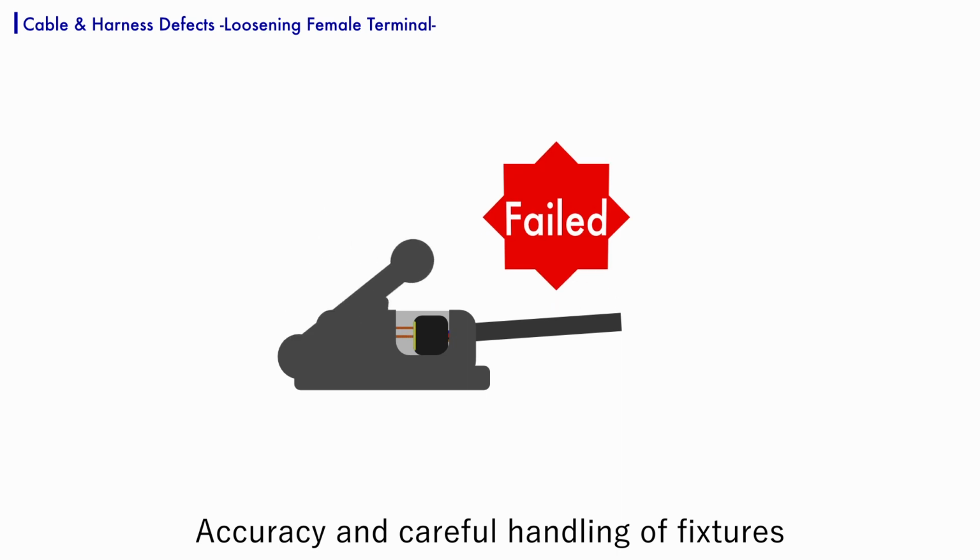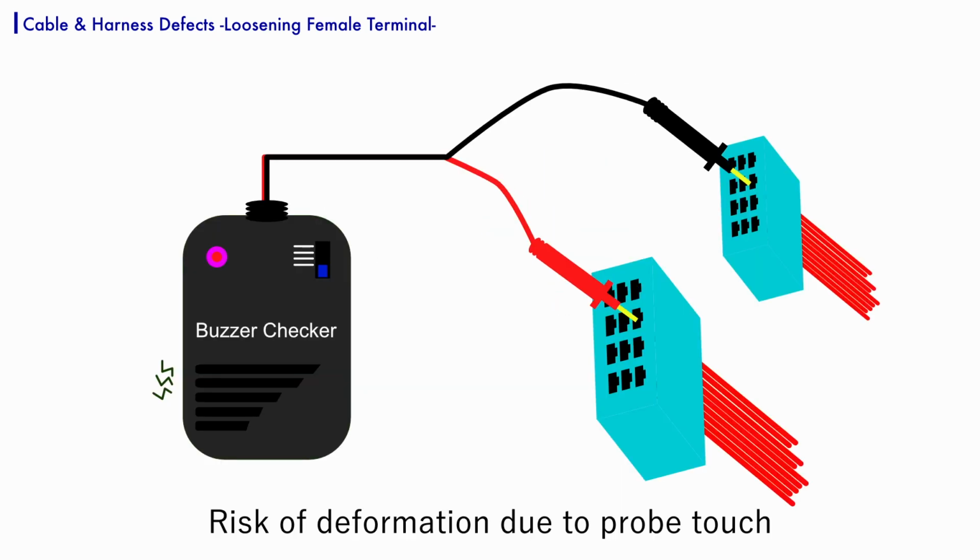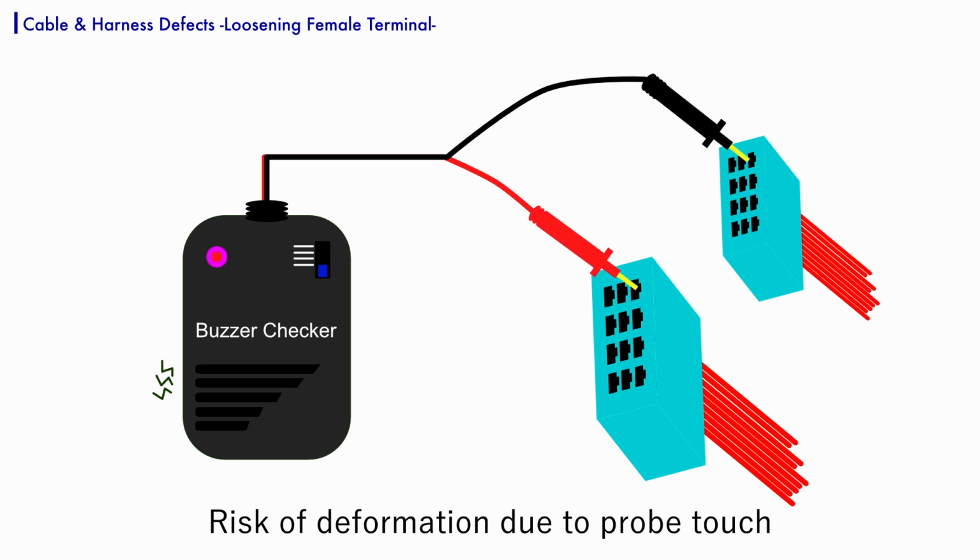Mating with a fixture requires precision and careful operation. Checking with a buzzer tester also requires a person to directly touch the terminal with a probe, which may cause unintended deformation.